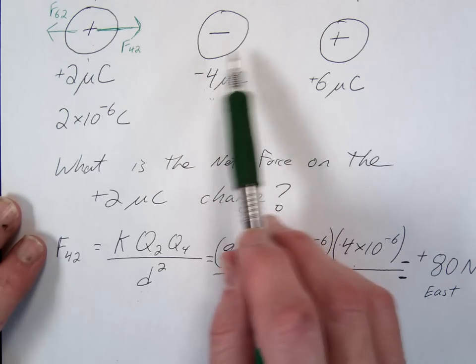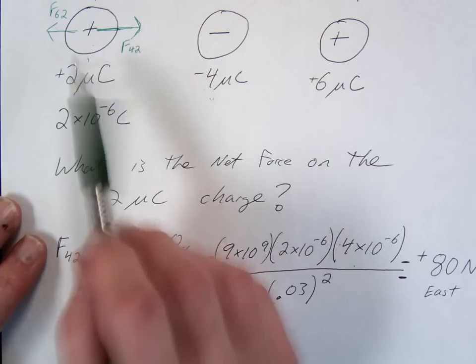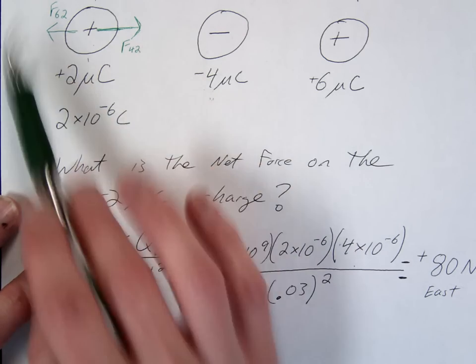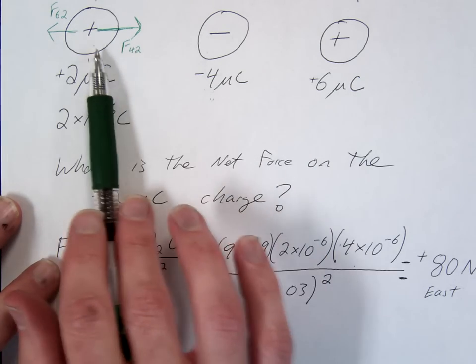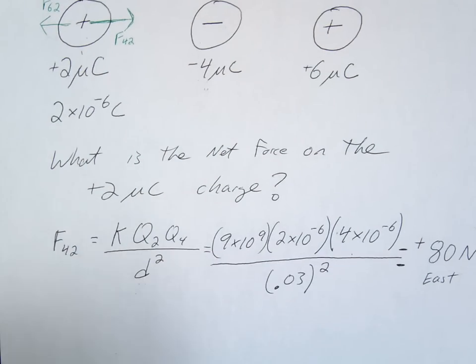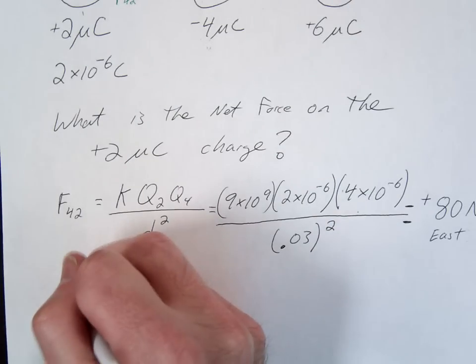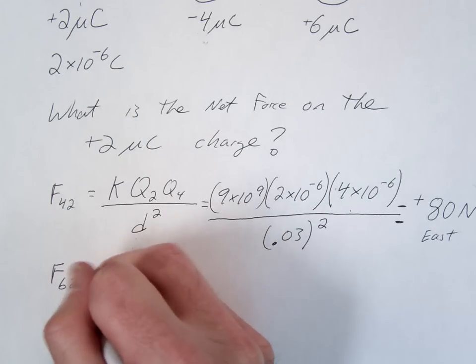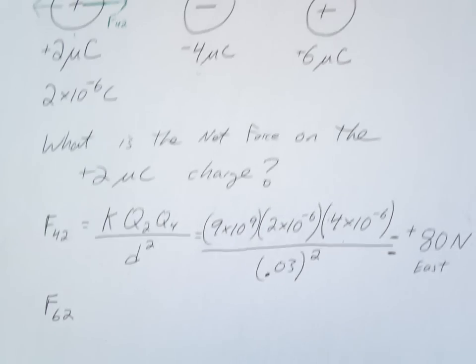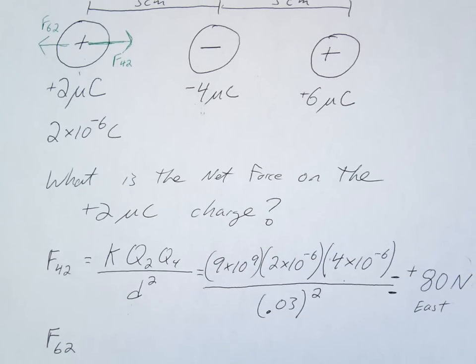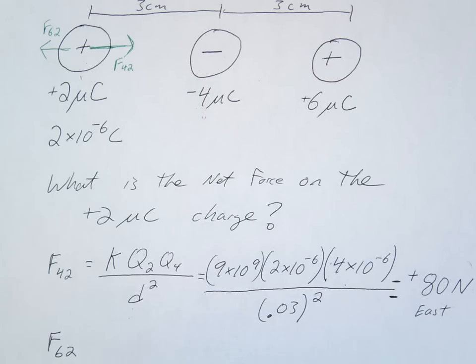So the 4 is attracting the 2. The 6 is repelling the 2. And then what am I going to do at the end? How am I going to find the net force? Okay, add or subtract. In this case, since they're in opposite directions, you'll subtract them. All right, why don't you guys go ahead and get ahead of me. So find F62. I'll just quietly do it up here, but try to do it on your own if you can.